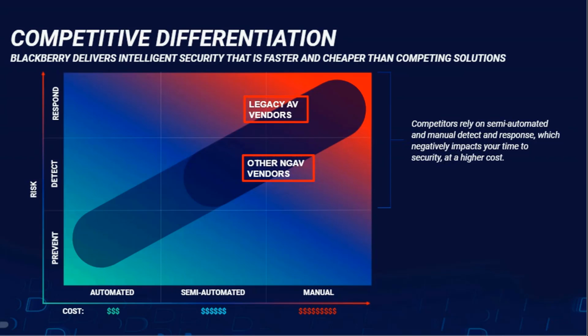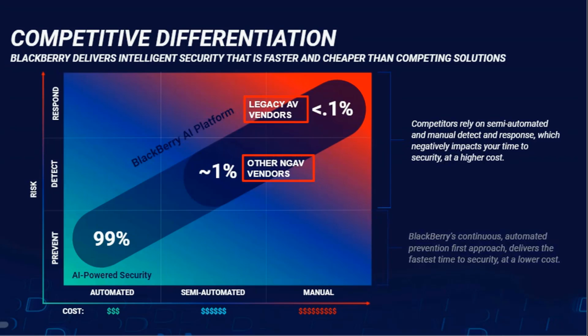Versus when you have a solution like BlackBerry, you have protection against those zero-day malware attacks in milliseconds. So right from the very first customer that would see DARKSIDE, you are automatically protected on the endpoint itself. So that is our prevention first approach. It optimizes for risk, it optimizes for cost, and it enables the fastest path to security at a lower cost.